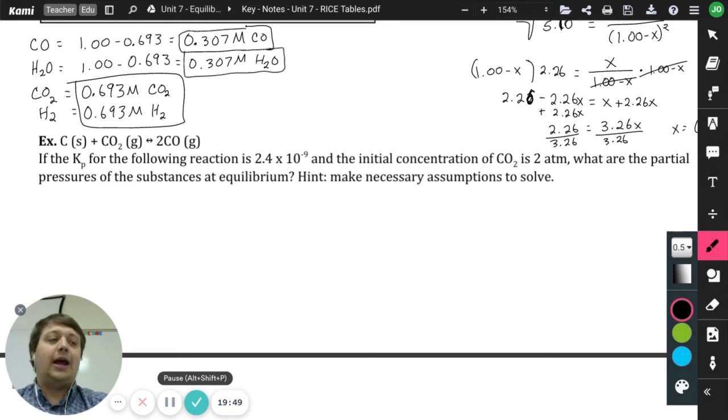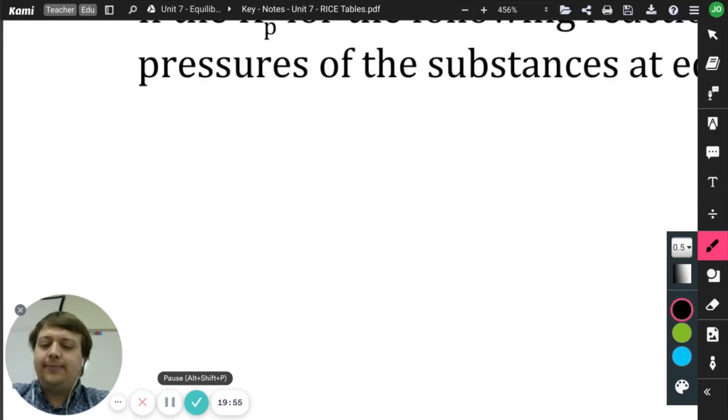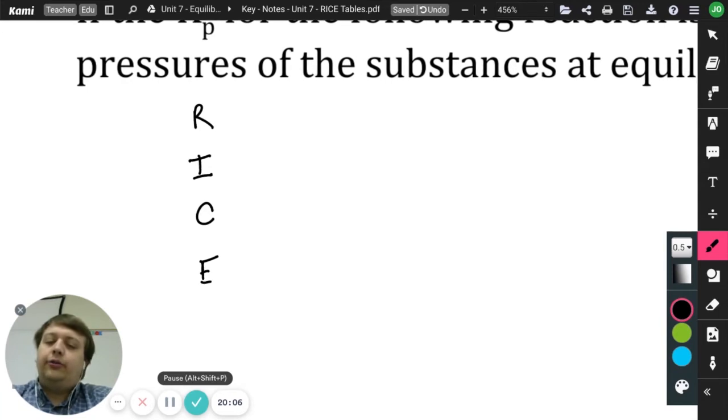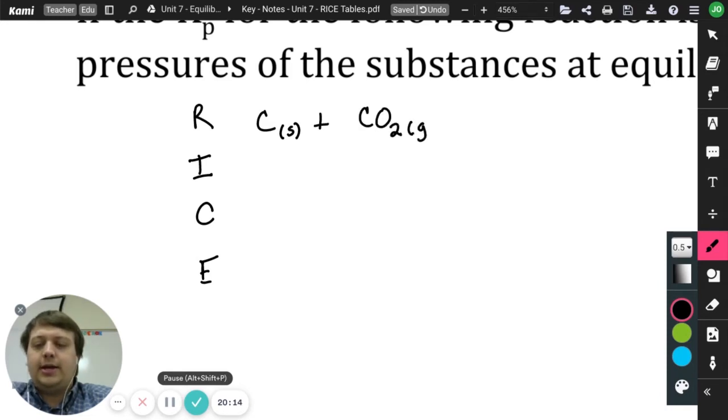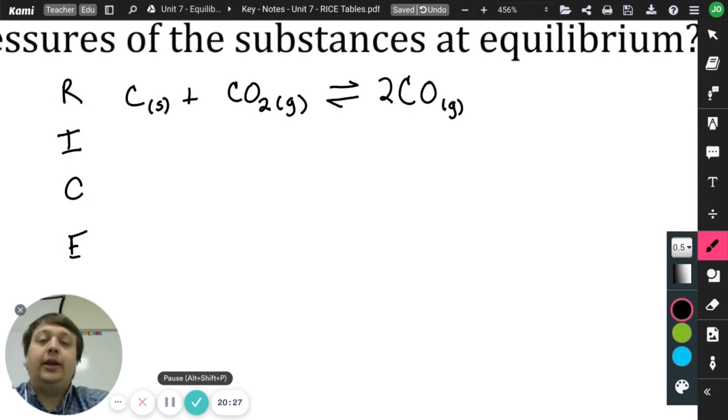So first thing that I like to do is set up my RICE table. Remember RICE: we've got our reaction, the initial, the change, and then where we would be at equilibrium, so that final. My reaction was carbon, which was a solid, plus carbon dioxide, which was a gas, in a reversible reaction produces carbon monoxide, which was a gas, and there would be a 2 there at the front. Okay, now I need to fill in my RICE table.